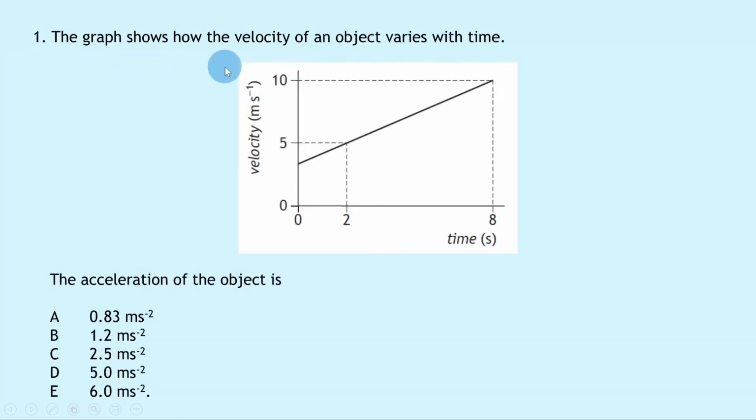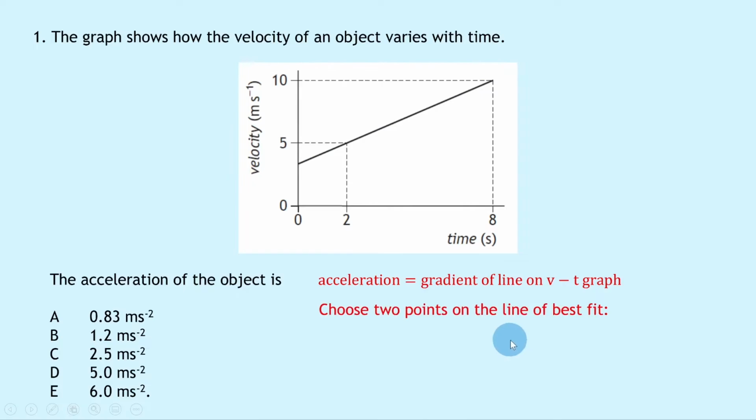Question 1 says the graph shows how the velocity of an object varies with time. So you've got velocity in meters per second on the y-axis and time in seconds on the x-axis. It then says the acceleration of the object is. Well, remember we can find acceleration using a velocity time graph, and the rule is that acceleration equals the gradient of the line on a velocity time graph. So notice that we're given some dashed lines here on the graph which correspond to some points on our line. So they're going to be helpful for finding the gradient.